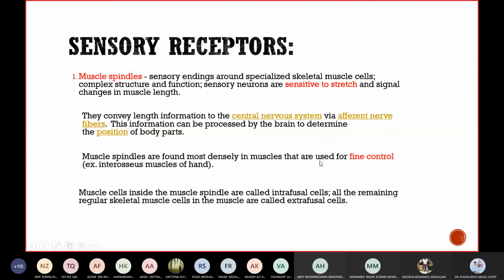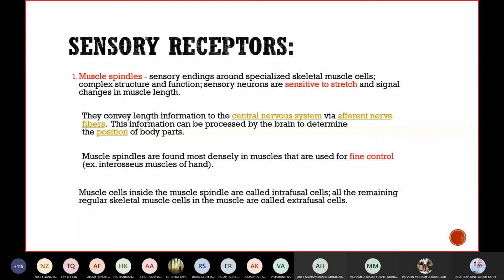So muscle spindles are found more densely in areas that need fine control. Example, in the hands, because in the hands, for example, when you write, you need fine control, right? So you need a lot of feedback on the proprioception or the sensory, so that you can move your hand accordingly when you write and do precise movements with your hands, for example. Okay.